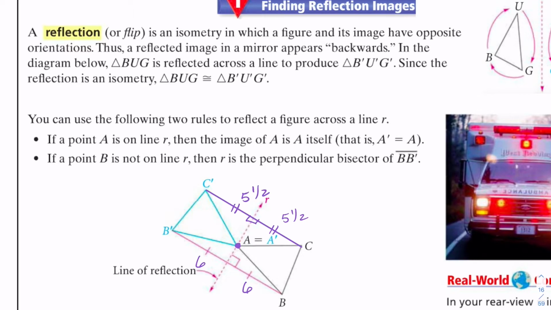So what you're going to do is count from the line of reflection, perpendicular to the line of reflection, and then count the same amount of numbers continuing on when you actually perform a reflection.